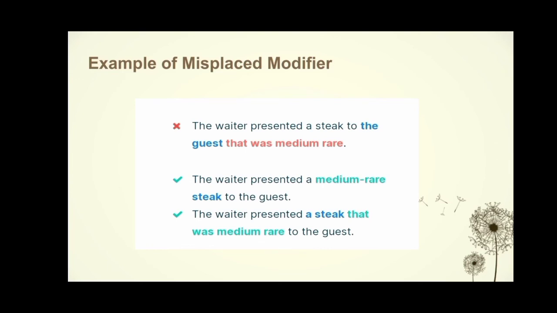The waiter presented a steak to the guest that was medium rare. To fix it, the sentence would be, the waiter presented a medium rare steak to the guest, and it could be, the waiter presented a steak that was medium rare to the guest. In this example, the misplaced modifier implies that the guest was a medium rare. Moving the modifier correctly indicates that it was the steak that was medium rare.